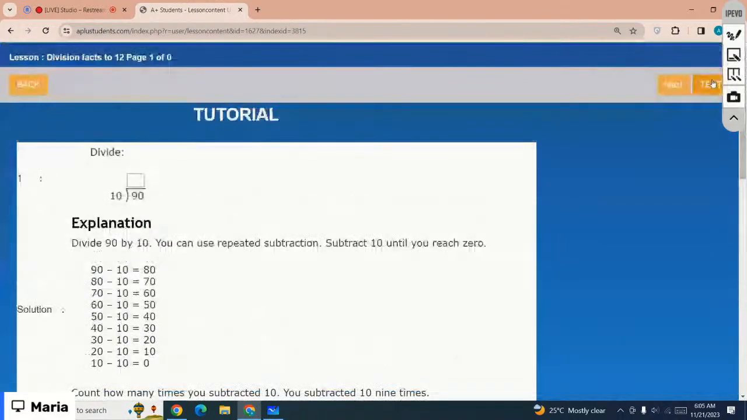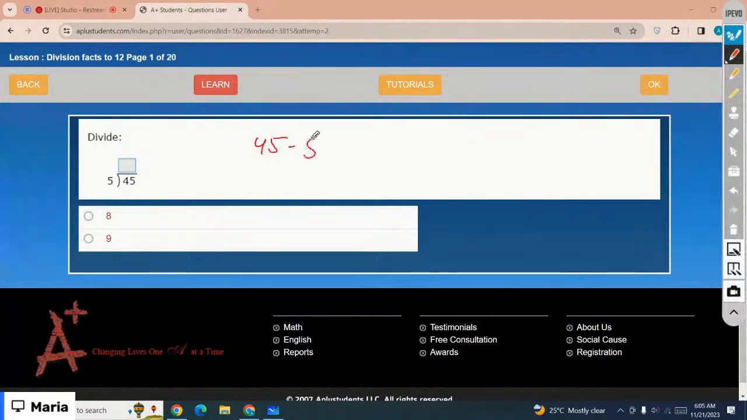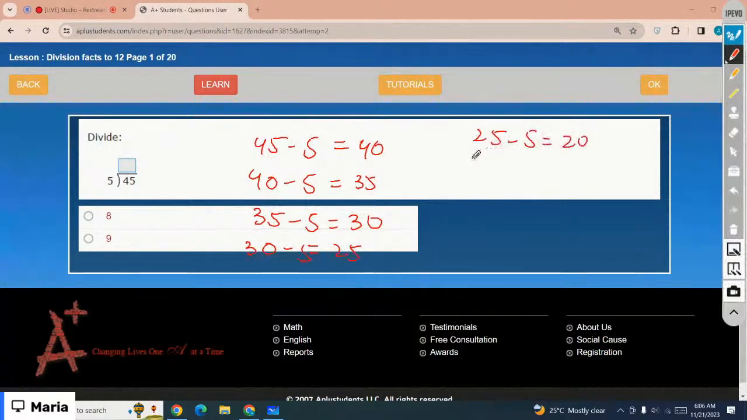Let's just start with the test questions. 45 divided by 9. So you have to divide. Either you can count the table of 5 until 45, or you can subtract 5 again and again until you get 0. 45 minus 5 is 40. 40 minus 5 is 35. 35 minus 5, 30. 30 minus 5, 25. 25 minus 5, 20. 20 minus 5, 15. 15 minus 5, 10. 10 minus 5 is 5. 5 minus 5 is 0.